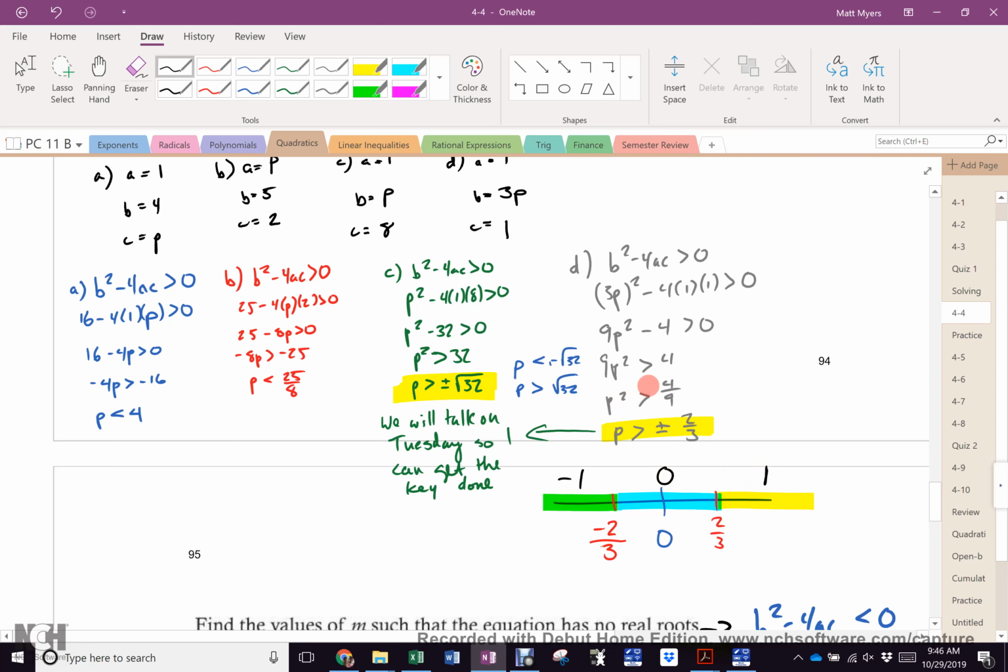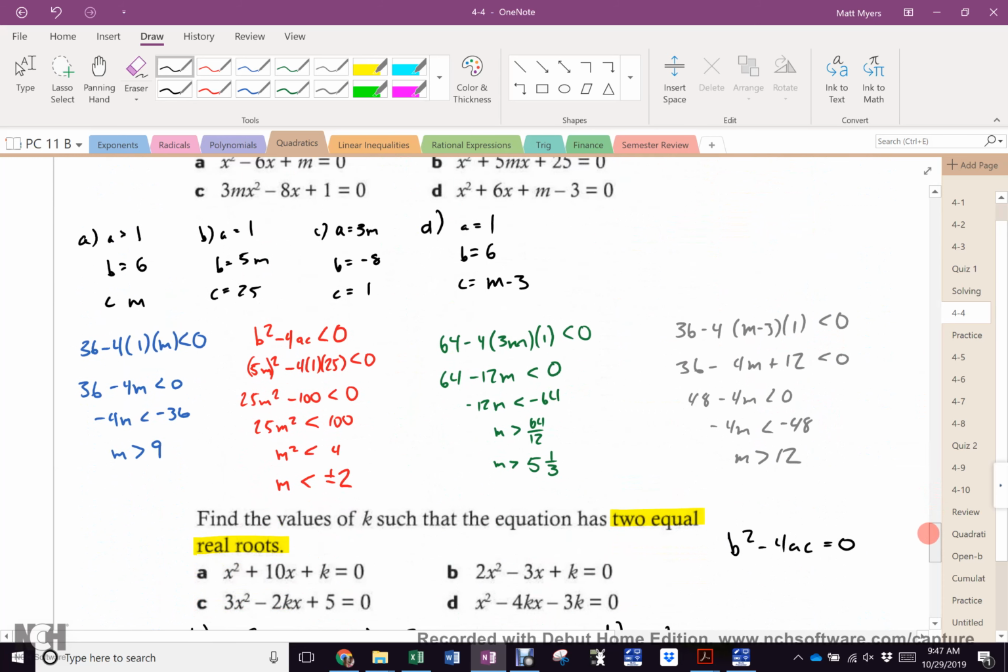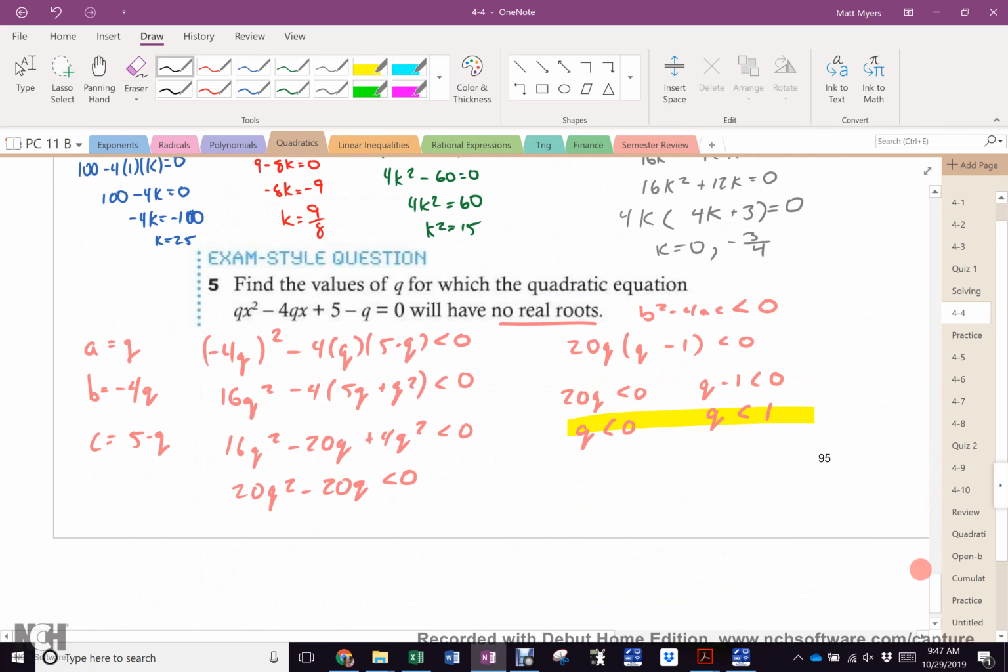So it's easy to check. 1 squared is 1. Is 1 greater than 4/9? Yeah, it is, right? So that's okay. Is 0 squared greater than 4/9? No, so it's dead. Is negative 1 squared greater than 4/9? Yeah, so it's good. So again, P must be greater than 2/3, or P must be less than negative 2/3. Yeah? And then there was nothing else to check until this one.